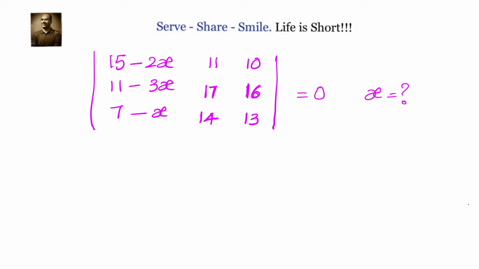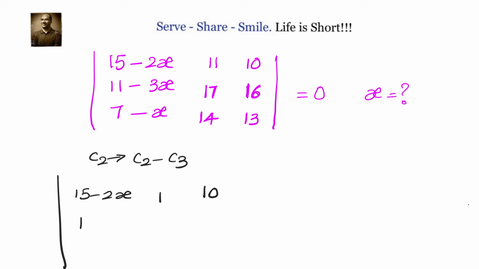And we know that whenever we get ones, immediately we can work on row-wise transformation from there onwards and we can get zeros. Once we get zeros, then it will become very easy. So let us start. C2 is assigned C2 minus C3. Only C2 is going to change, the remaining will remain as it is. The first column will remain as it is, the third column will remain as it is, and only the second column will change to 1, 1, 1.